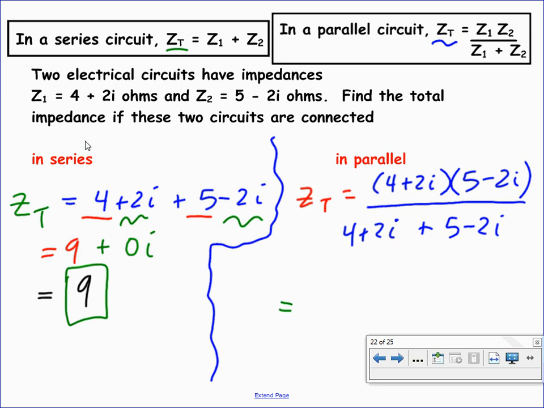So we've got 4 plus 2i times 5 minus 2i. That is a job for FOIL. So we'll do first, outside, inside, last. I'll go ahead and stick with my same color coding. 4 times 5 is 20. My outside product, 4 times negative 2i, is minus 8i.